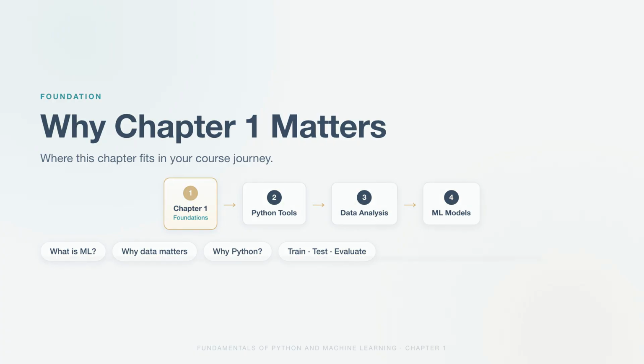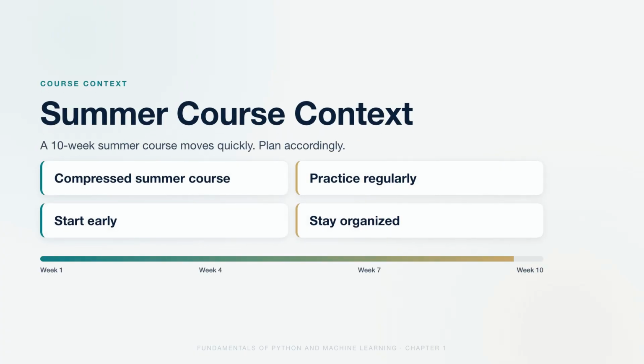ideas in practice. Since this is a summer course, the pace will be faster than a regular semester. That means the students need to stay organized, practice regularly, and begin assignments early. Machine learning is a topic that becomes clearer with repetition. Watching the lesson is helpful, but the real learning happens when you read, write code, make mistakes, troubleshoot, and try again.